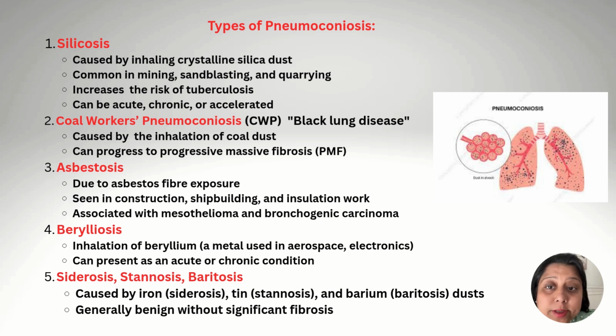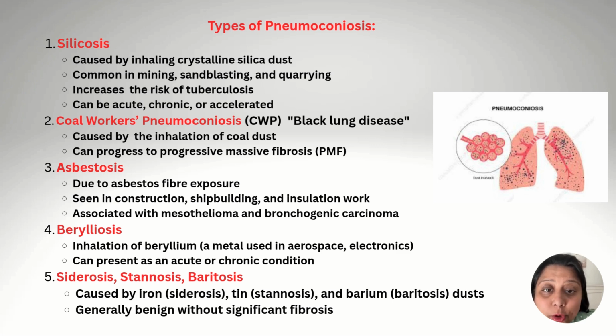Well, pneumoconiosis can be of several types like silicosis, coal workers pneumoconiosis, asbestosis, berylliosis, siderosis, stannosis, and baritosis. Talking about silicosis, it is caused by inhaling crystalline silica dust. It is common in people who are involved in mining, sandblasting, and quarrying. It increases the risk of tuberculosis. It can be chronic, acute, or accelerated.